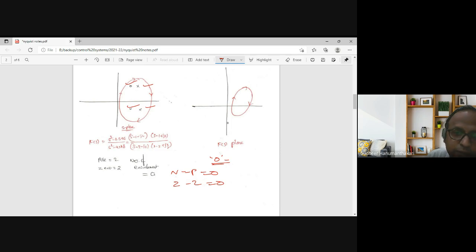If, for example, there exist 3 zeros and 2 poles, then you can see encirclement of the origin not in the anti-clockwise direction but in the clockwise direction. So the number of clockwise encirclements is equal to the number of zeros. The number of anti-clockwise encirclements is equal to the number of poles. When both are equal, the encirclement is 0.